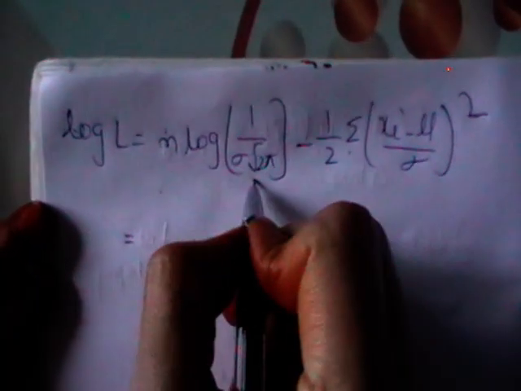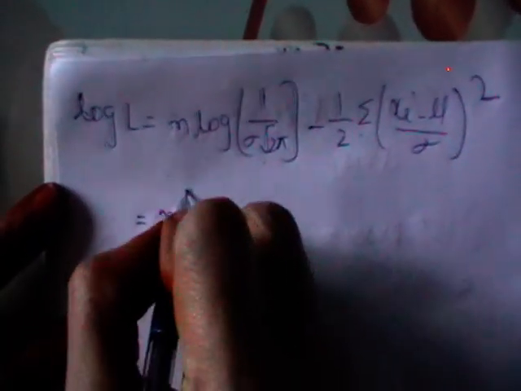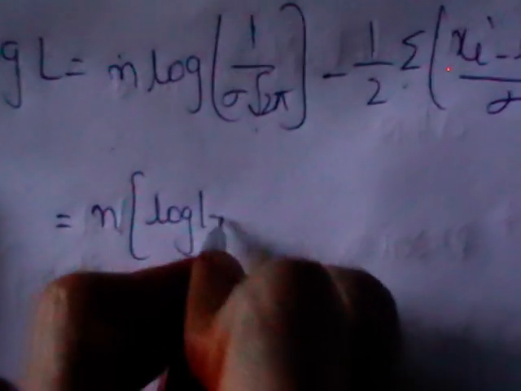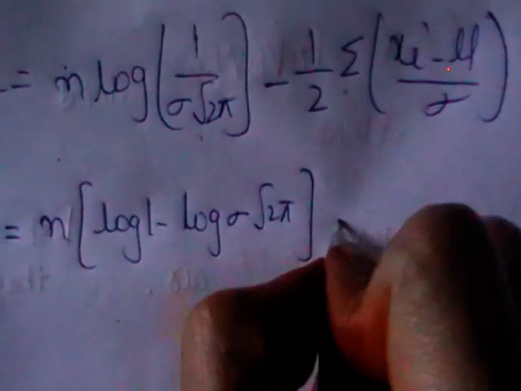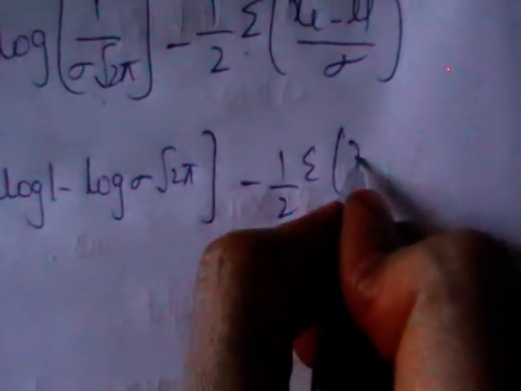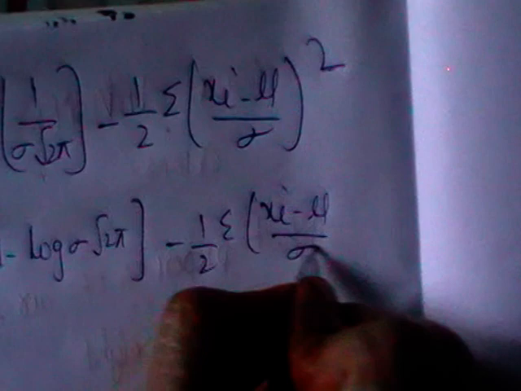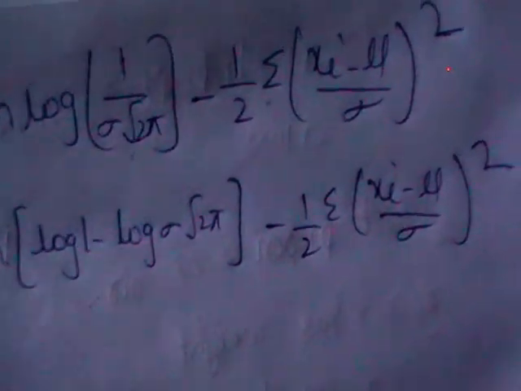So what are the three steps? L, log L. So we wrote log L. I think we can write this using log A by B: n log 1 minus log sigma root 2 pi, minus 1 by 2 sigma (xi minus mu by sigma) whole square. So, we wrote log L here.